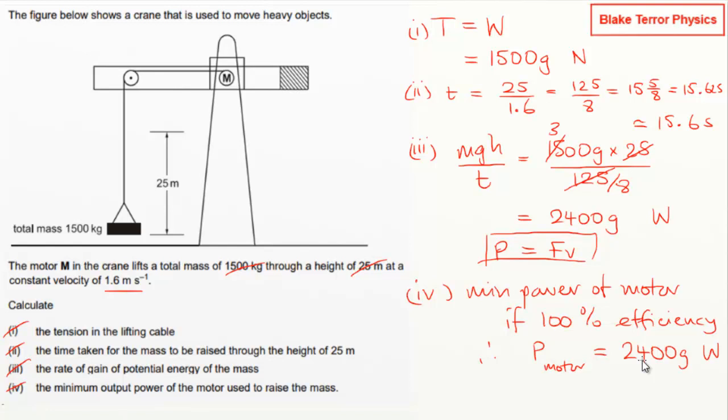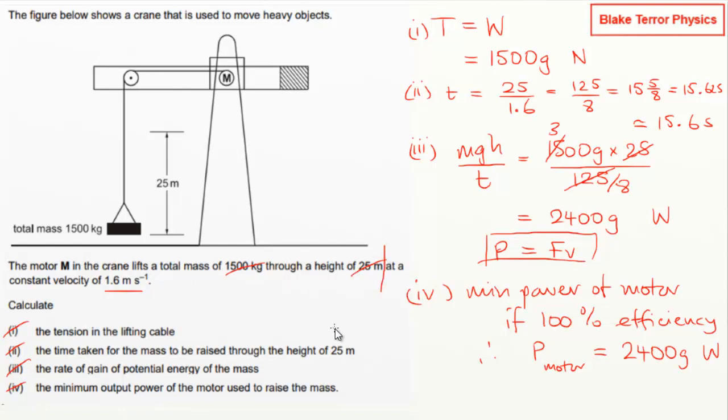But there is an issue that I find a lot of people have with these questions. If you read the first part of this, it's saying we've got a motor M in the crane lifting a total mass 1500 kilograms through a height of 25 meters.